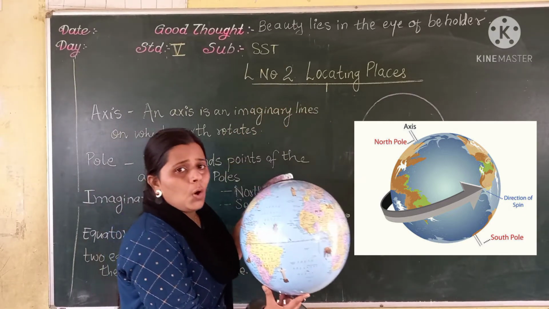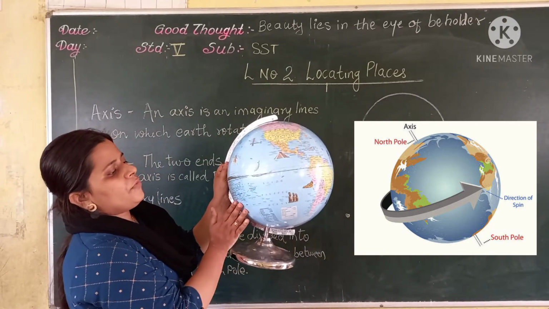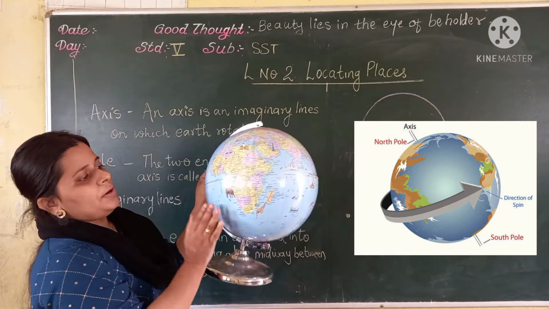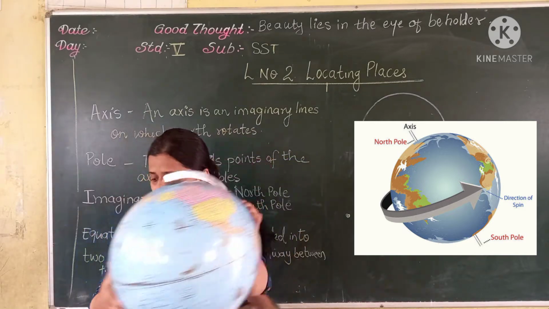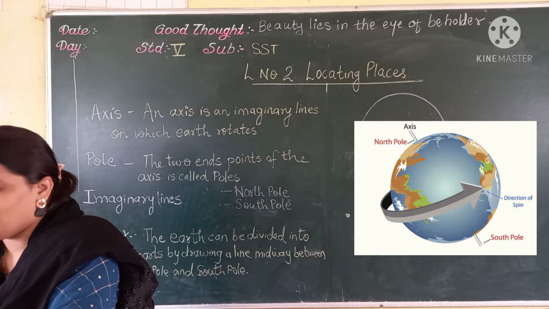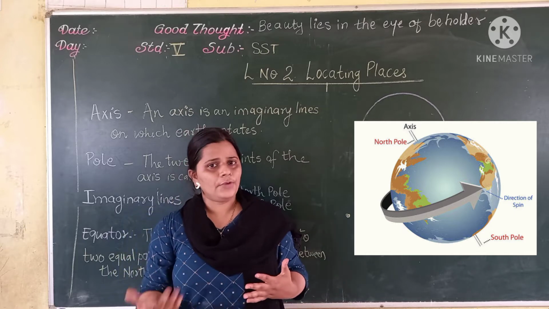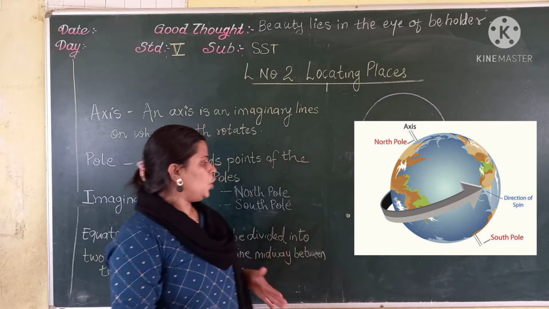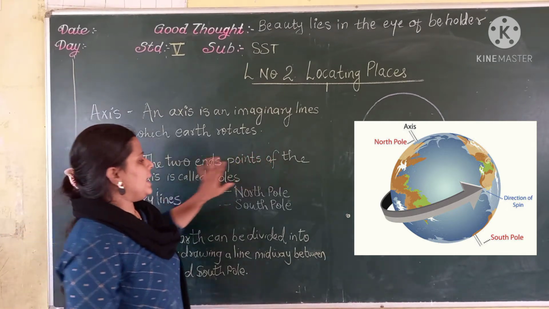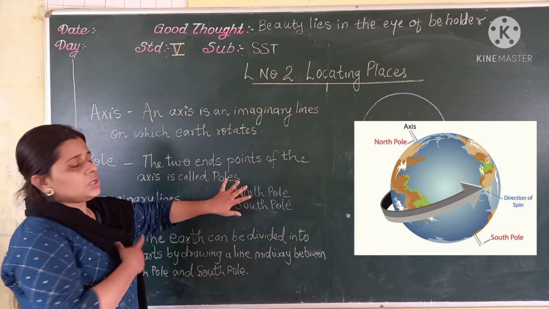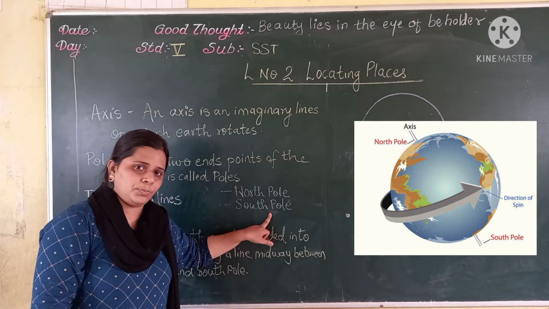Okay. And students, you all know how the Earth rotates. In which direction does the Earth rotate? It rotates from west to east. Because of this direction, because of the sunrise and sunset, there are the 4 main directions. That is east, west, north and south. So hope you have understood about the pole. The two end points of the axis are called poles. At the top there is the north pole and at the bottom there is the south pole.